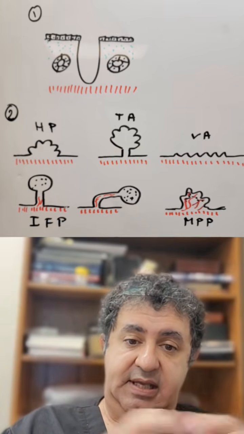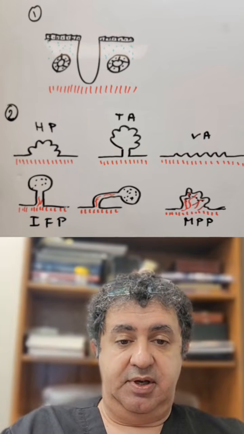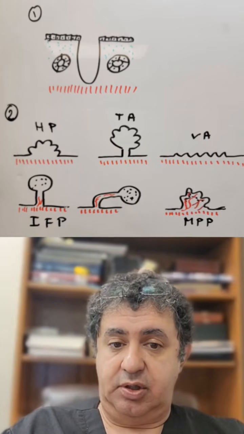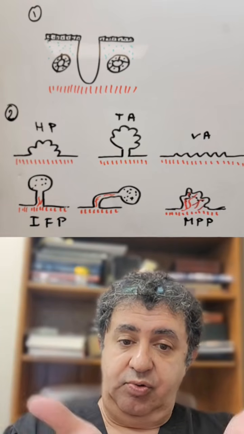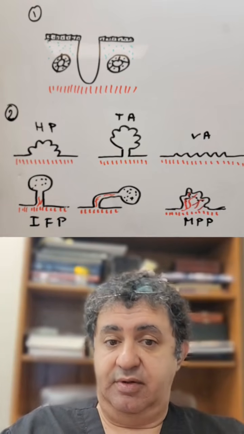And as you can see, it's much easier to cure the tubular adenomas by simply transecting the stalk versus villous adenoma, where you have to do a mucosal resection. You have to wedge it out if possible.